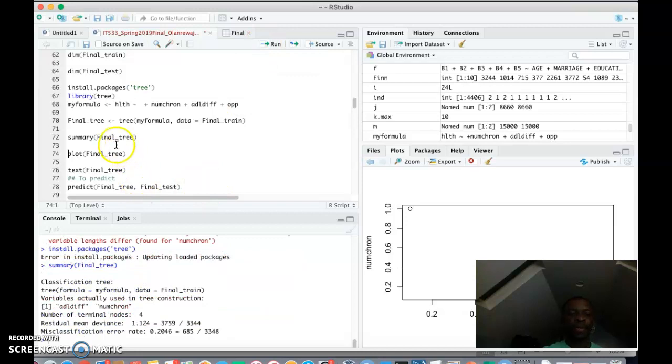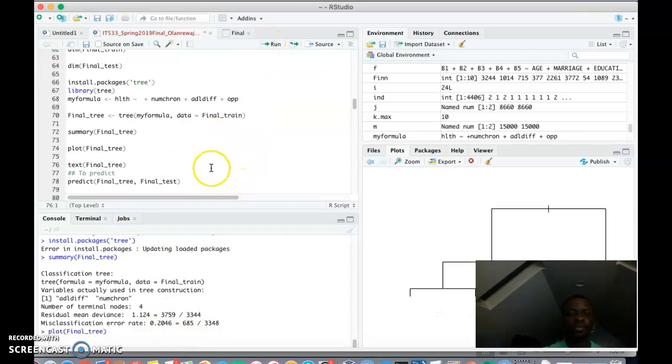All right, so the summary of the final tree is this. I have the classification tree, and the variables used are add, div, and numcrom, and the terminal nodes are 4. Residual mean deviance is 1.124, that is 3,759 over 3,344, and the misclassification error rate is 0.2046. Now let's plot the final tree and see what we come out with.